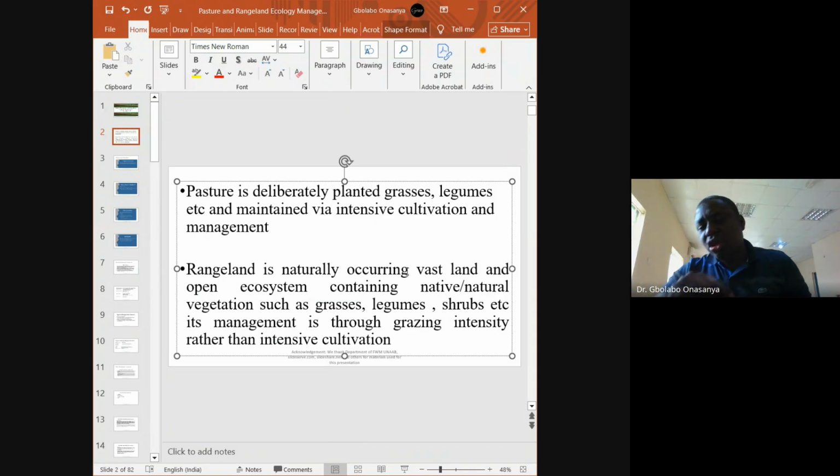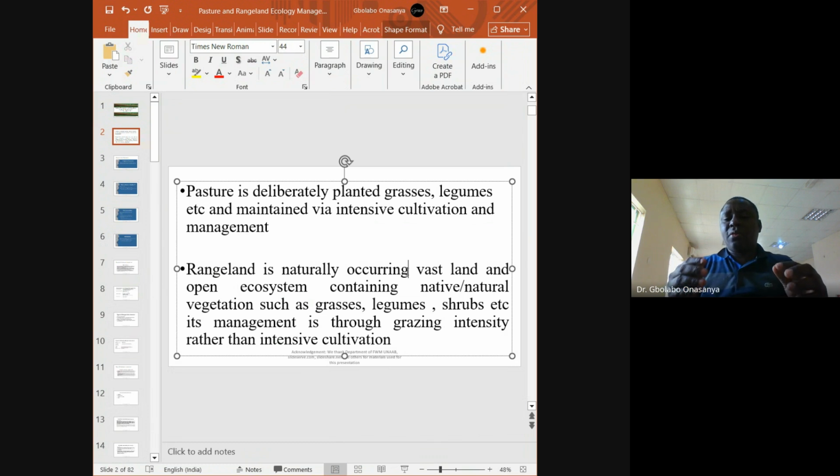Nonetheless, while pasture is deliberately planted, rangeland is naturally occurring. Nonetheless, when a rangeland has been designated for grazing livestock animals, one can still manage rangeland. That is why I'll be speaking to rangeland management. Therefore, the fact that it is naturally occurring and contains a variety of grasses, legumes, shrubs, and all of that, doesn't take out the place of management.